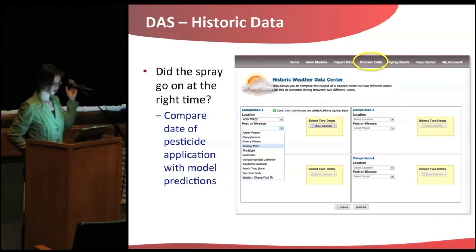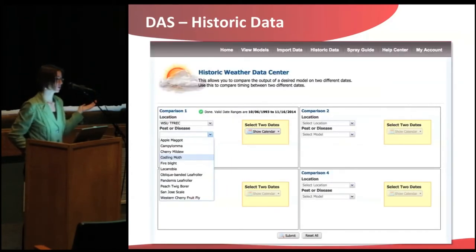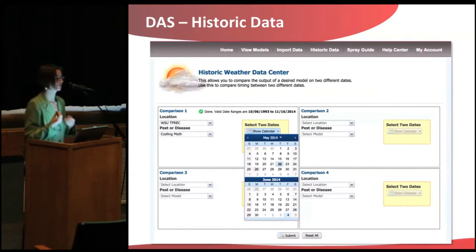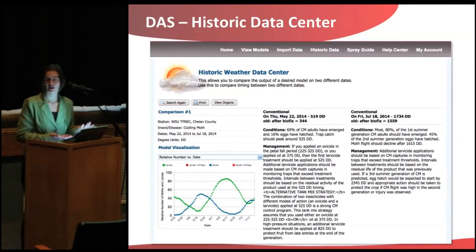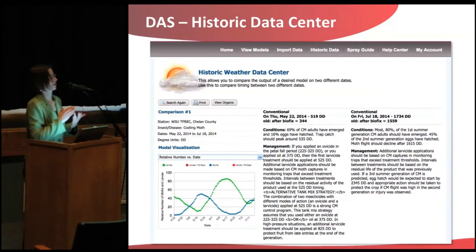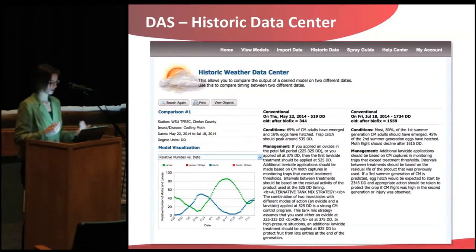So how you do this is you choose a location, the weather station nearby your orchard, then you pick the pest model, and then you choose in the calendar the two different dates that you want to compare. And then, just like in the regular DAS model output, you get information about the degree days, what conditions occurred, so what the pest is doing at that time, and what the management recommendations were at that time. So that gives you a good idea of what happened in the past and if that had any effect on your efficacy and your control.